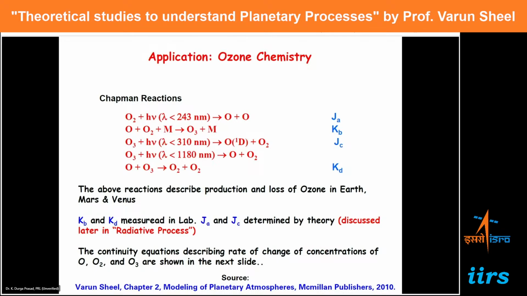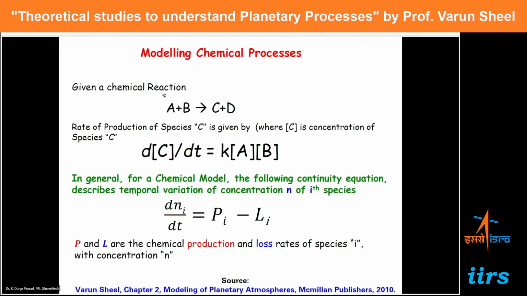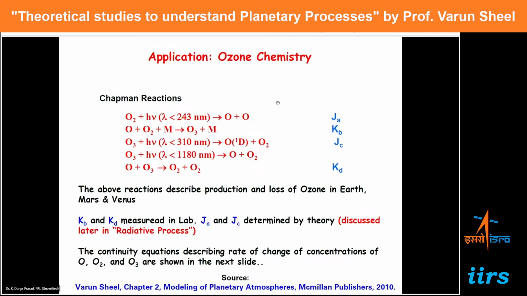So how do we apply it? We said it's a simple reaction, but a species can undergo several reactions, and all those reactions have to be taken into consideration. So let us take an example of ozone chemistry. Ozone chemistry is defined by the Chapman reactions. For example, oxygen can get photodissociated by radiation of less than 243 nanometers. So O2 plus a photon h nu can photodissociate to O plus O. Let us label it as Ja.